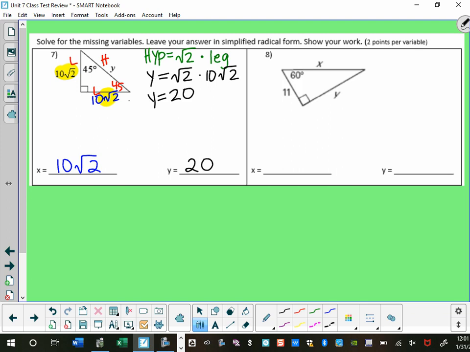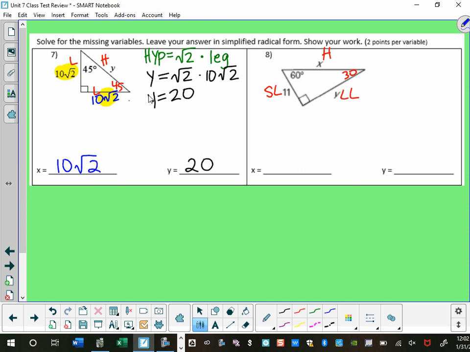And then number 8. Would this be a 45-45-90 triangle or 30-60-90? 30-60-90. I know that because I already have the 60 and the 90. I'm just missing the 30. Sydney, look at the 11, the x, and the y. What is going to be my short leg? Good. What's my long leg? And so x is your hypotenuse. Good.